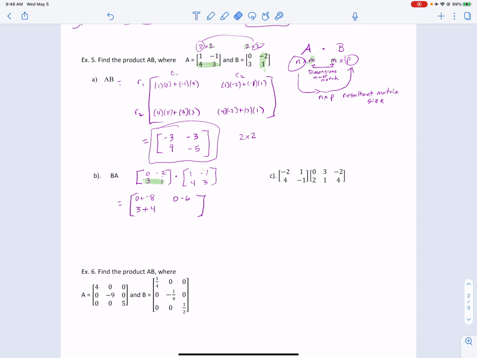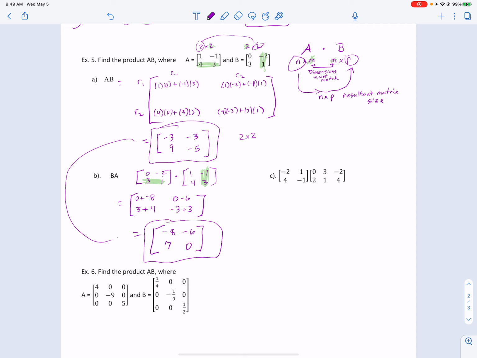Then we switch the column on the second matrix, stay with the second row on the first, and multiply corresponding elements. 3 times a negative 1 is negative 3. 1 times 3 is 3. And so the end result is we have a negative 8, a negative 6, and then a 7 and a 0. And that is the end result.